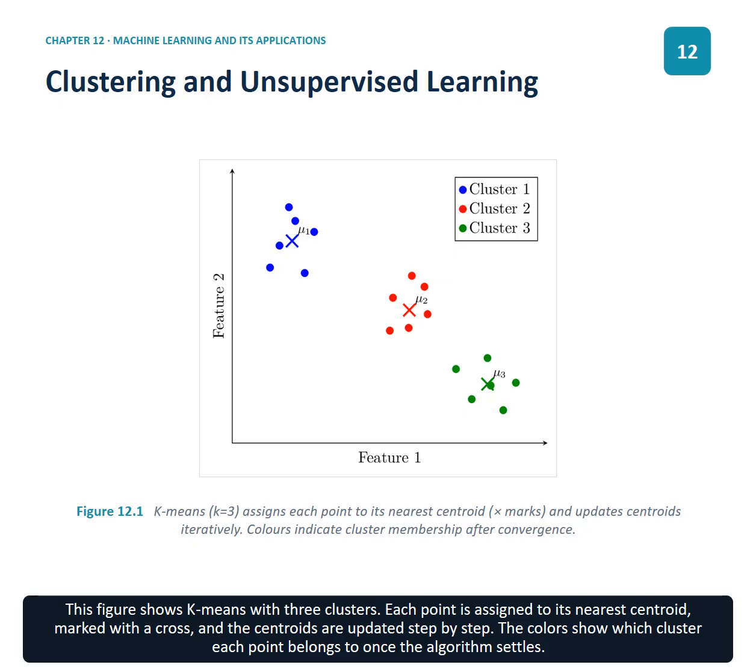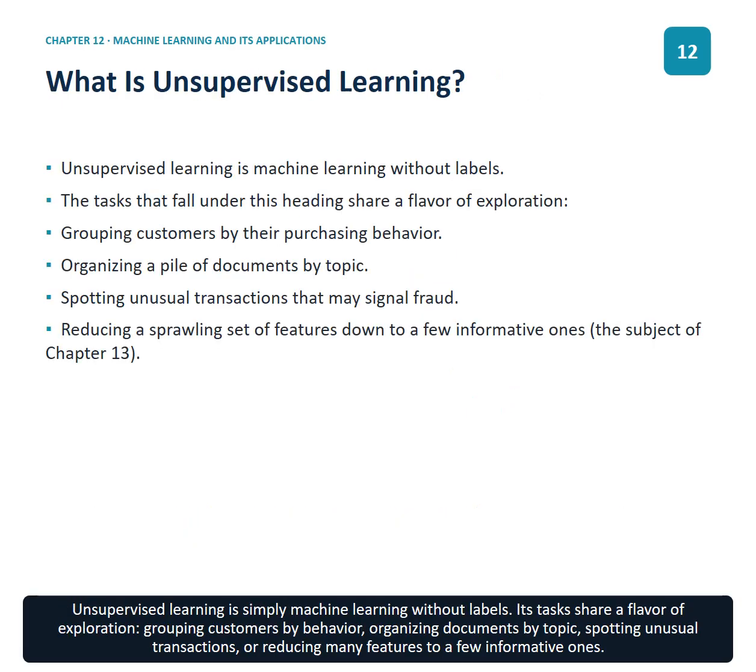This figure shows k-means with 3 clusters. Each point is assigned to its nearest centroid, marked with a cross, and the centroids are updated step by step. The colors show which cluster each point belongs to once the algorithm settles.